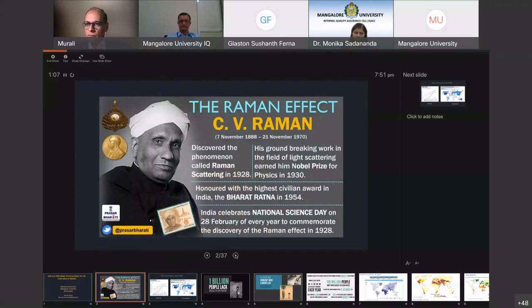Of course, we are commemorating Professor C.V. Raman's discovery of the Raman effect. Many of you would have used Raman spectroscopy in the lab. It's the most important technique for characterizing carbon-based materials. And it's very important on this occasion for me to pay homage to such an illustrious scientist of India.